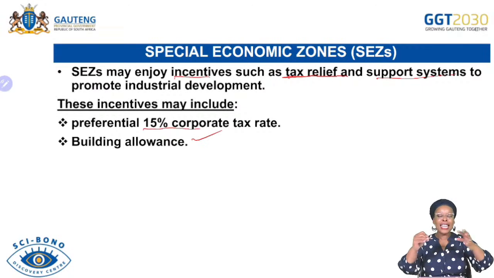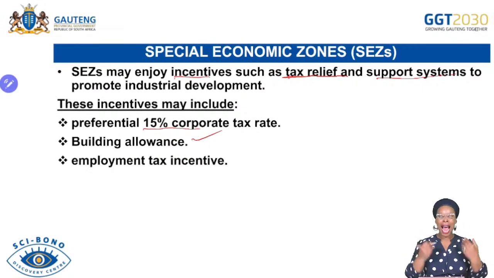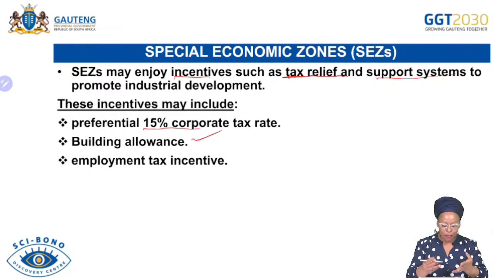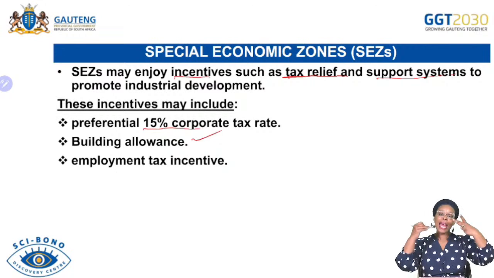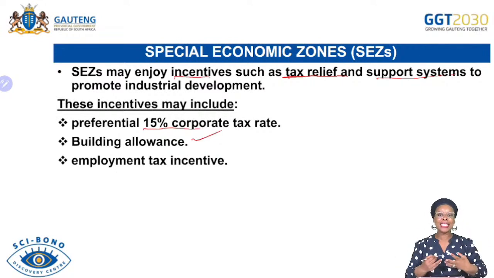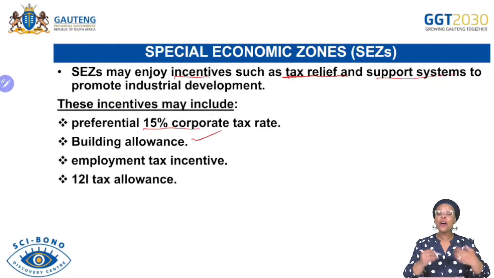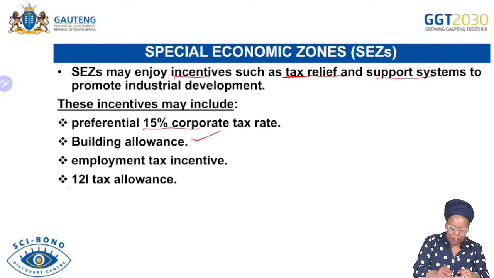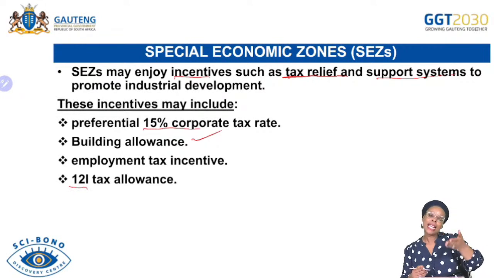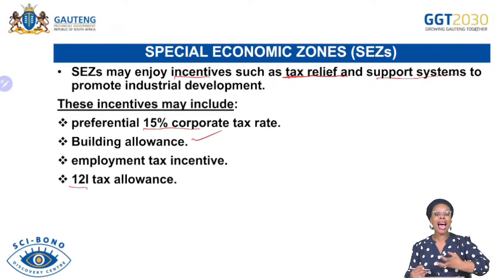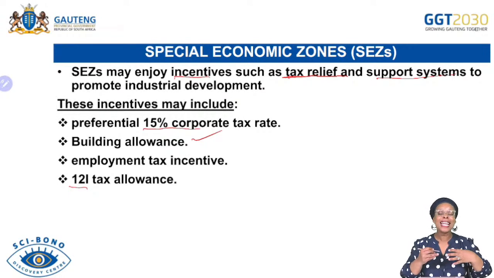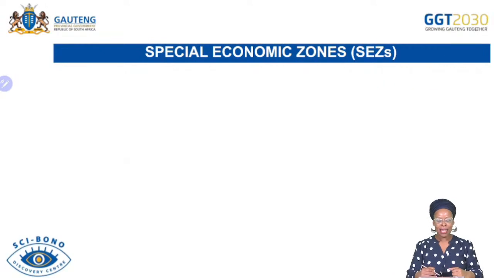Businesses which are found in an SEZ can qualify for a building allowance. They can also qualify for the employment tax incentive or employment subsidy so that they can be able to employ the right human resource. They also qualify for a 12I tax allowance, but the 12I tax allowance is only for those SEZ which are focusing on green tech manufacturing, which use clean and safe technology which does not harm the environment.